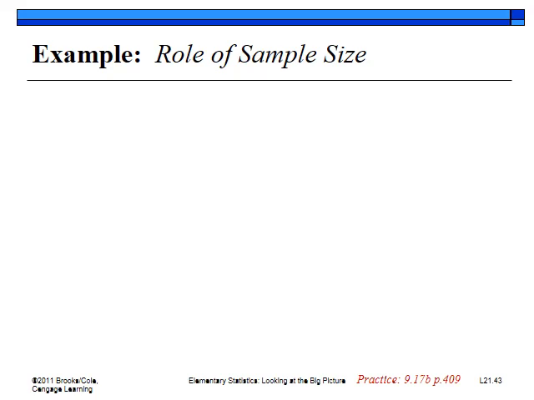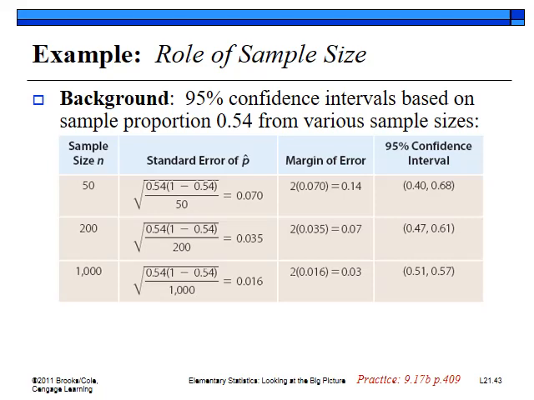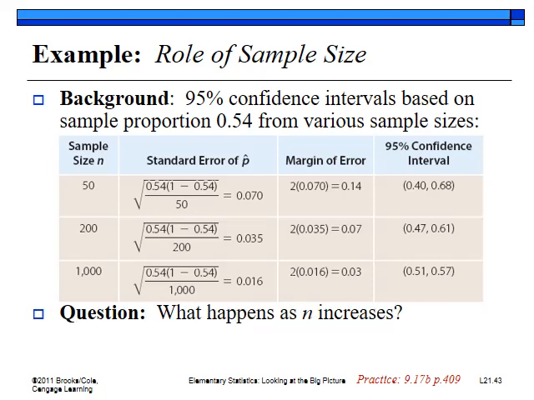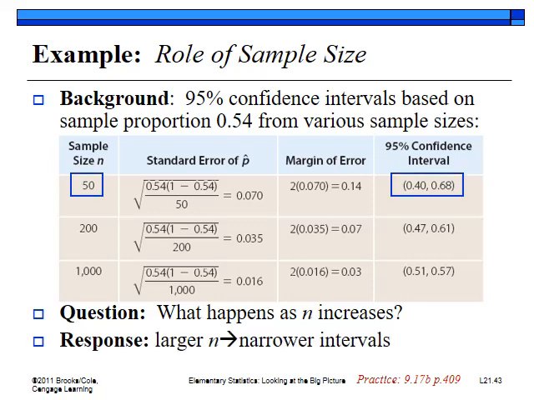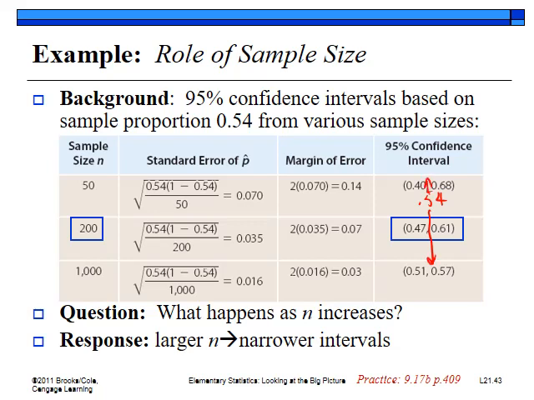So let's take a look at the role that sample size plays in computing confidence intervals. If we're looking for a 95% confidence interval based on a sample proportion of 0.54 with 3 different sample sizes, 50, 200, and 1000, look at what happens as n increases. When n is 50, the confidence interval goes from 0.4 to 0.68. But as n goes up, the confidence interval shrinks. Notice that 0.54 is right in the center of all 3 of these intervals. It's the margin of error that's going down.